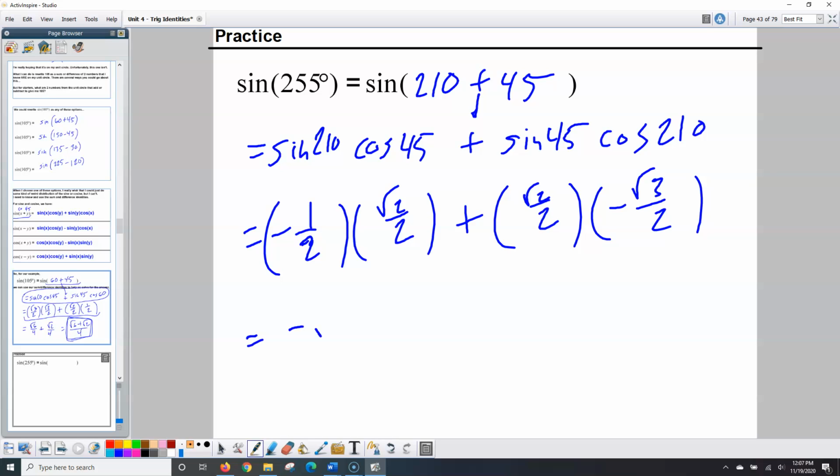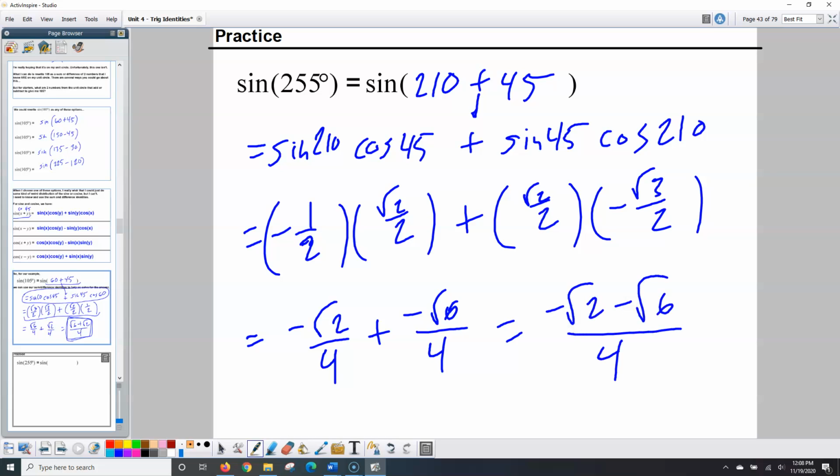So when you multiply them, negative square root of 2 over 4 plus, I should put in minus, negative square root of 6 over 4. So that's negative square root of 2 minus square root of 6 over 4.